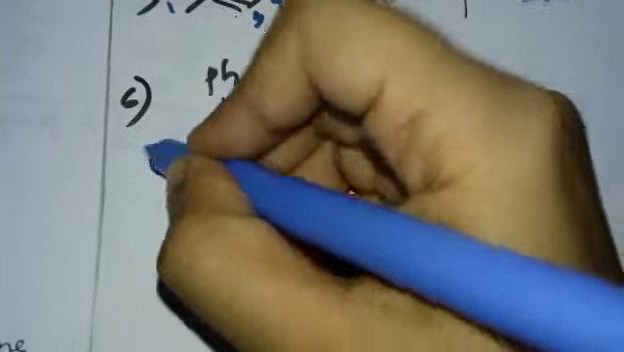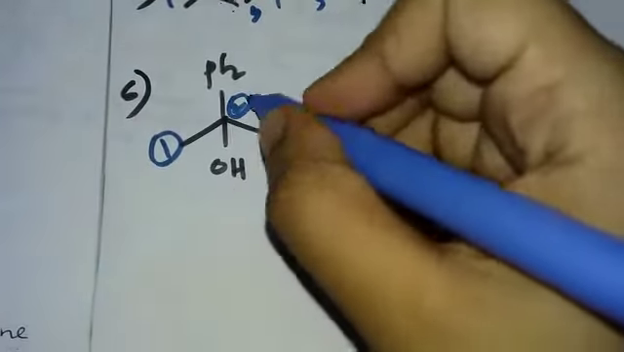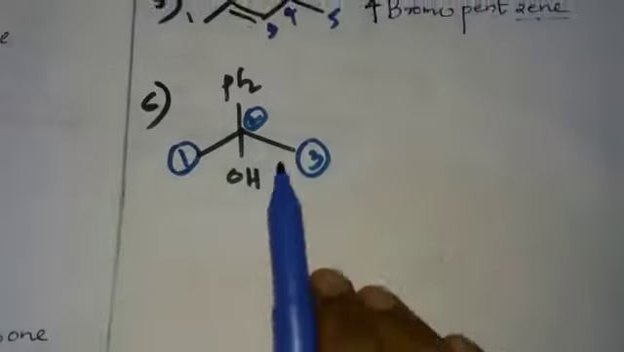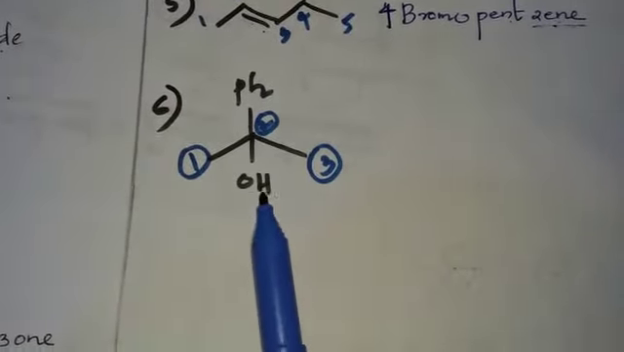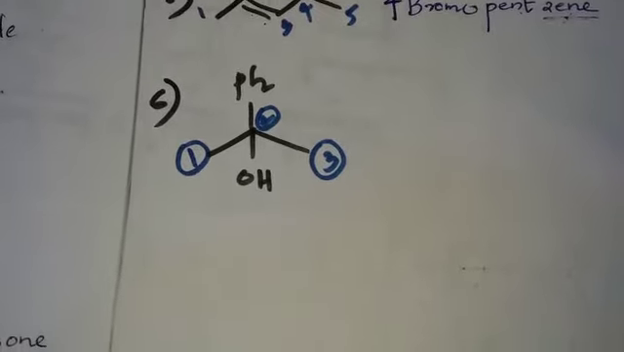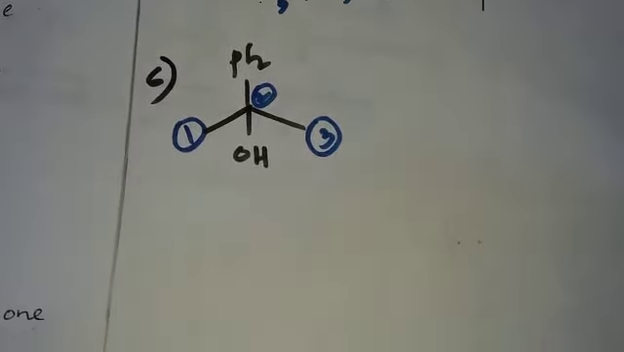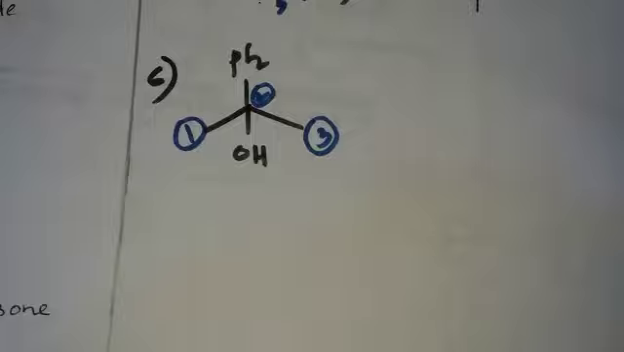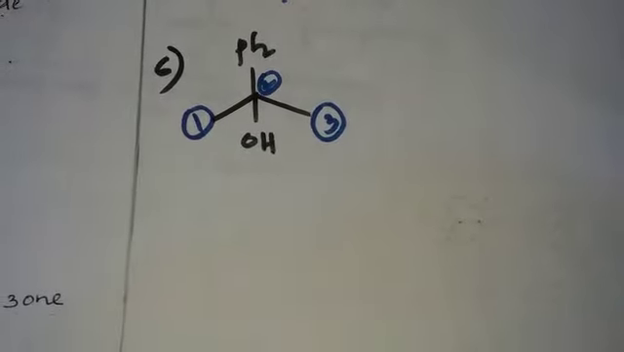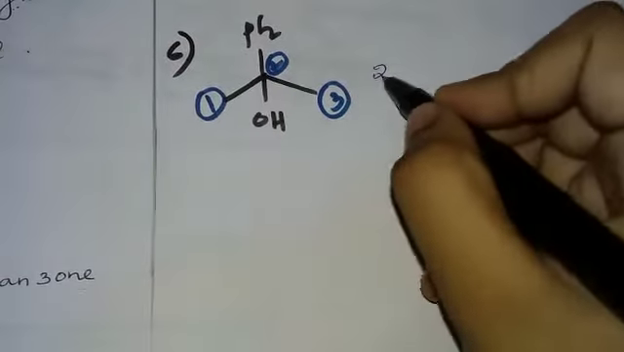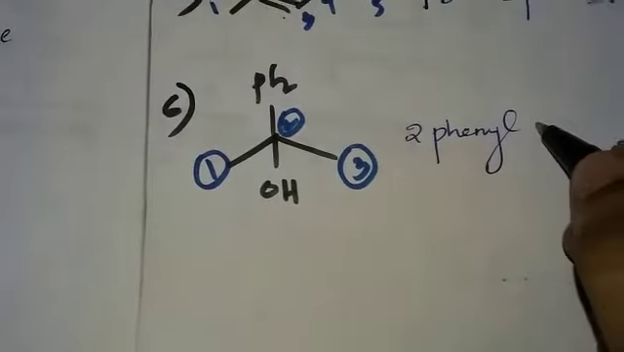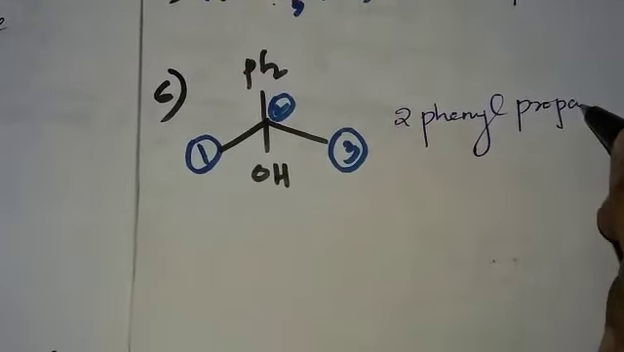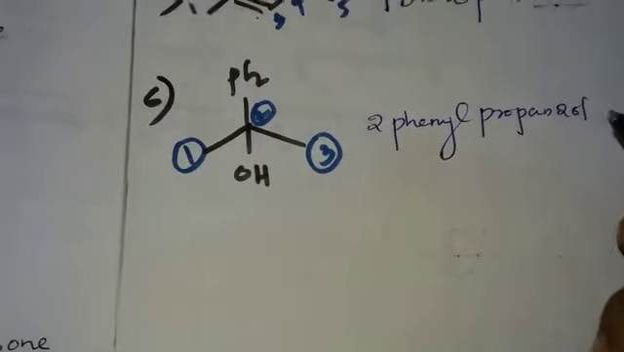This is our next compound. Name it. First number it 1, 2, 3. In the second position, 2 branches are there. One is a phenyl group and one is an alcoholic group. So 2-phenyl propan-2-ol. The name is 2-phenyl propan-2-ol. Students, are you clear? Do you get the idea?